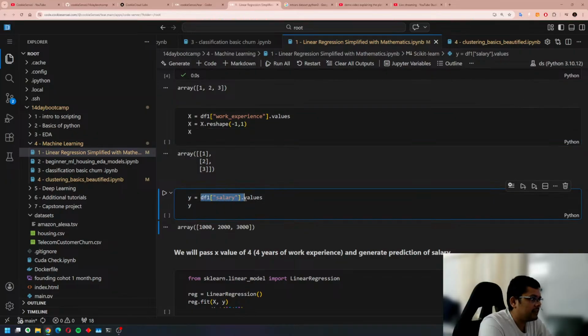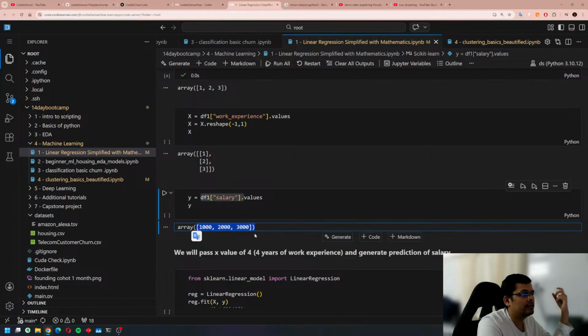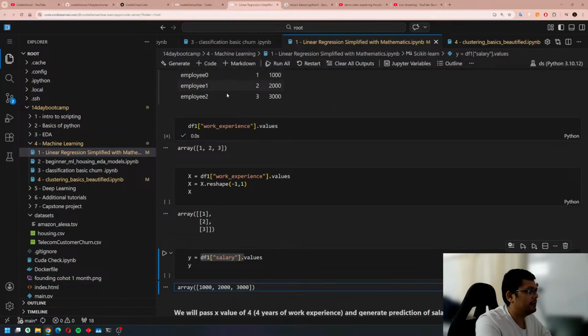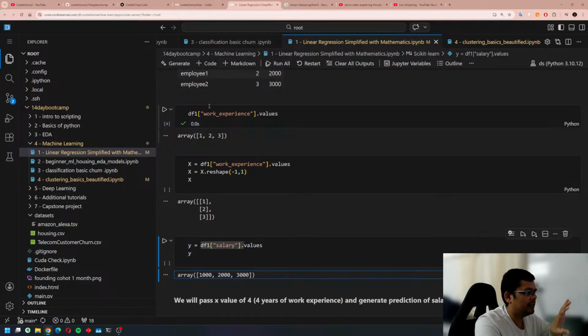As Y, I'm taking the salary column, so the salary column becomes 1000, 2000, 3000. As you might have noticed, salary need not be 2D in nature, because the feature set could be more, one feature, two features, three features, but the thing that we want to predict is one only, which is the salary column. So that's why it needs to be only 1D. After splitting the data set into features and the output, the X and the Y, we will use X to predict Y.